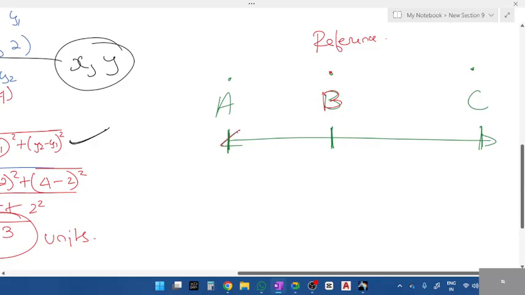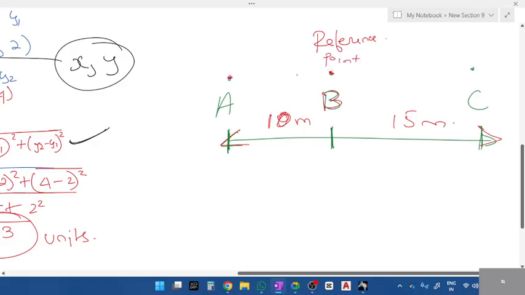According to distance, which one is close? Near to B. A is near to B. For example, A to B, I'll take 10 meters. B to C, I'll take 15 meters. Okay, tell me which is close. A to B, right? Now let us take B as the reference point. Let me take B as the reference point.